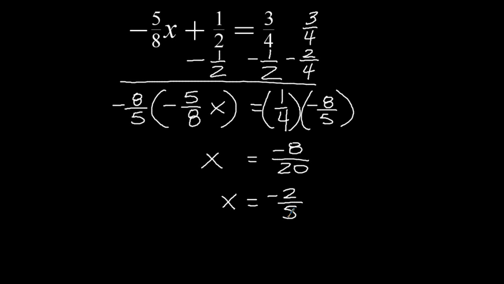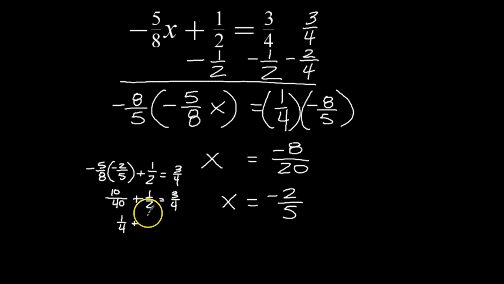Let's go ahead and check our answer here. Let's do negative 5/8 times negative 2/5 plus 1/2, and see if that's equal to 3/4. Well, this is going to be 10 over 40, which is 1/4, plus, I'm going to change 1/2 to 2/4. And does that equal 3/4? Yes, it does. So I'm good. I got it right.